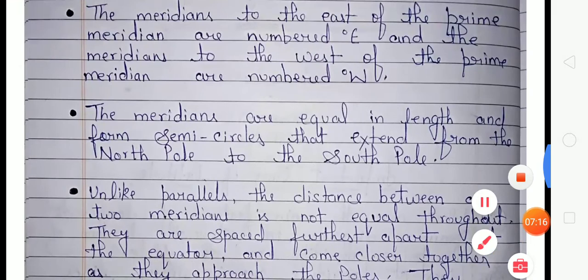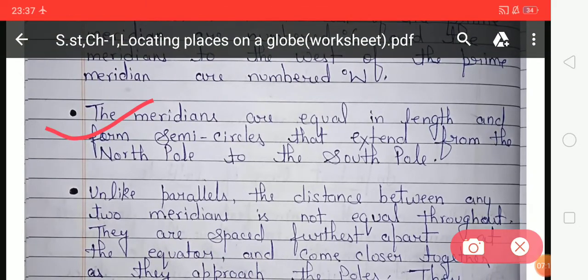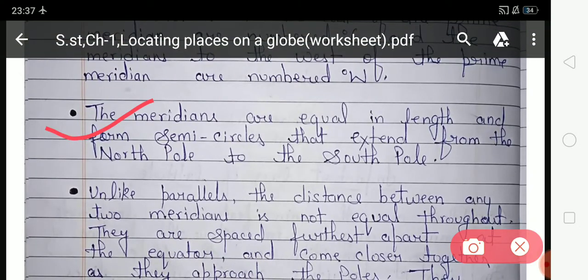The meridians are equal in length and form a semicircle. So student, the meridians form a semicircle and extend from the north pole to the south pole. Look at the next feature.